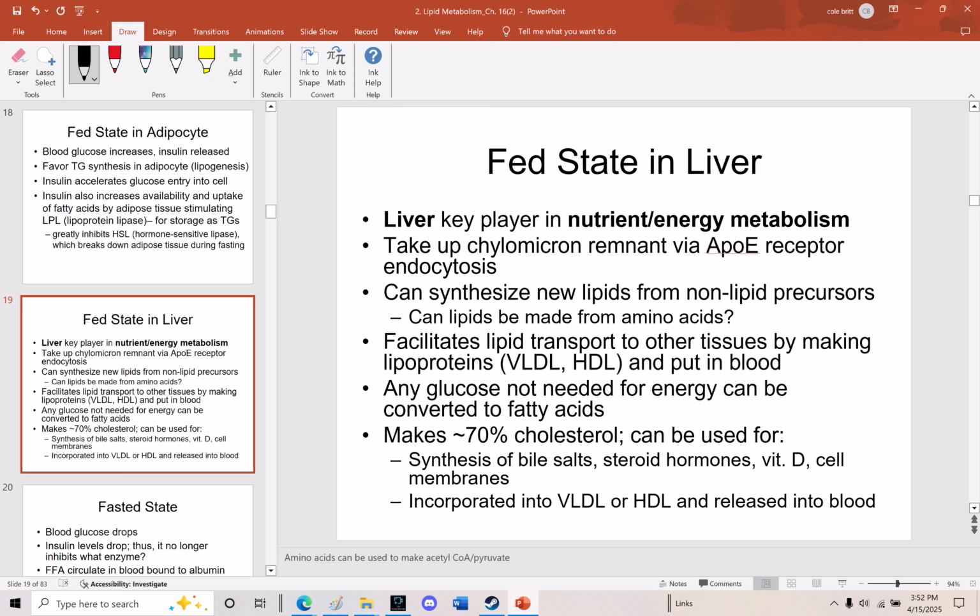All right, fasted state. In the fasted state, insulin levels drop. Thus, it no longer inhibits what enzyme? What enzyme did I tell you glucagon is going to turn on? Hormone-sensitive lipase. So in the fasted state, hormone-sensitive lipase is going to become activated, and that's going to be because of glucagon. So fatty acids circulate in the blood, bound to albumin, and are taken up by the liver or the muscles for oxidation by way of acetyl-CoA production.